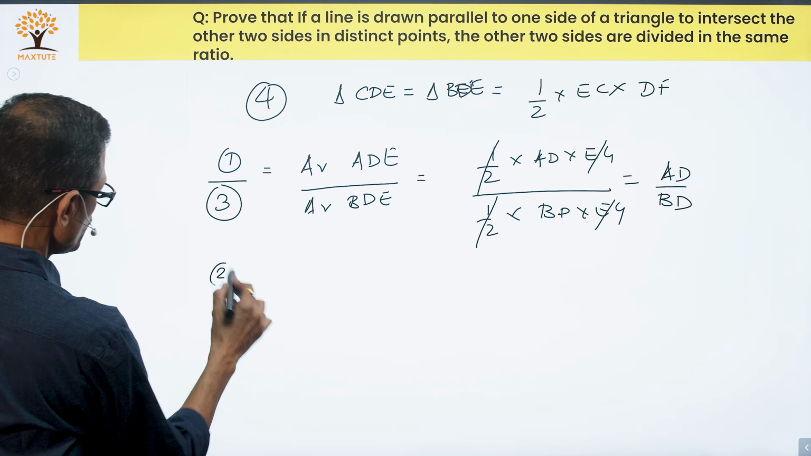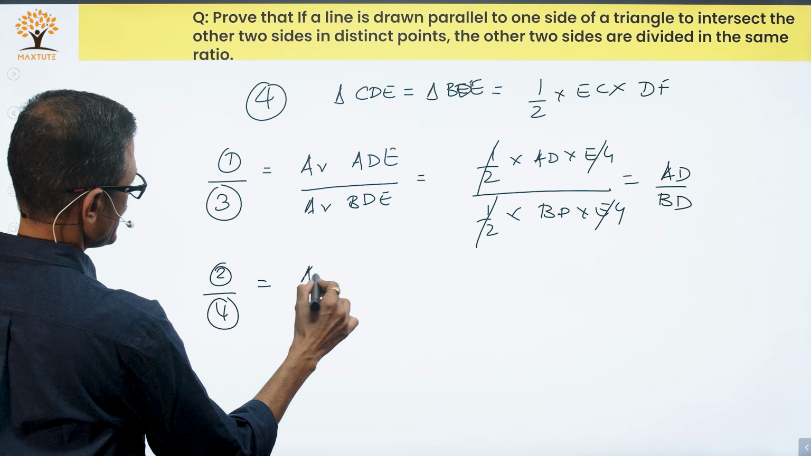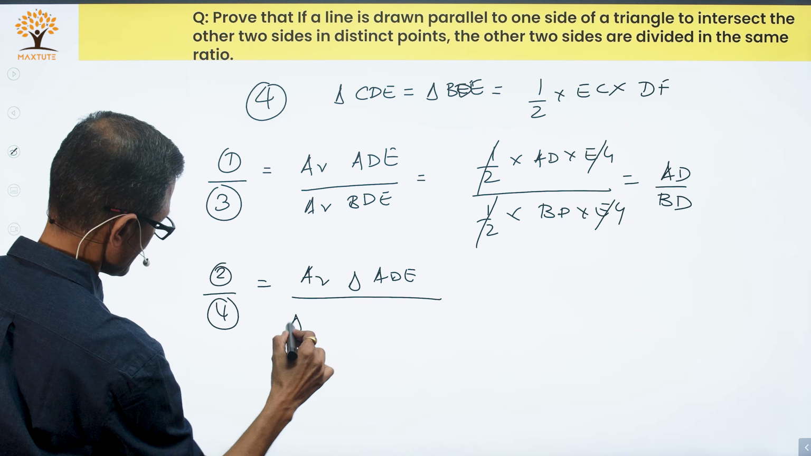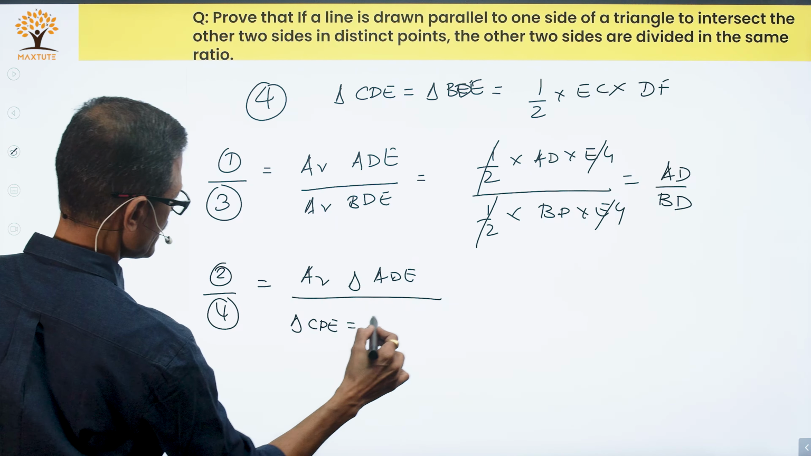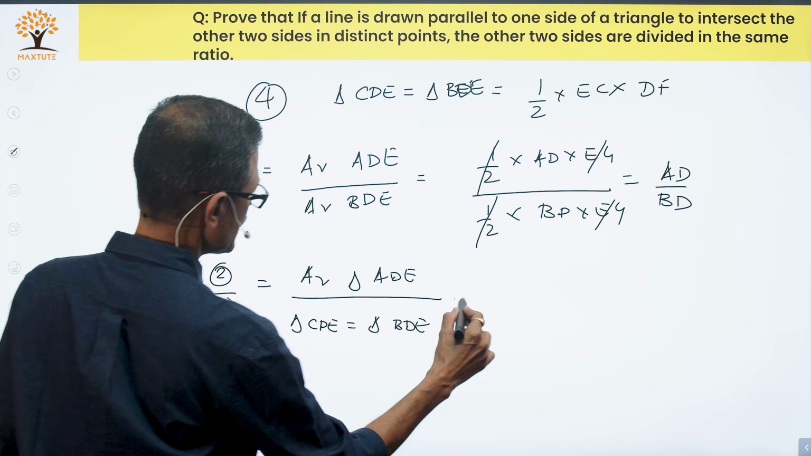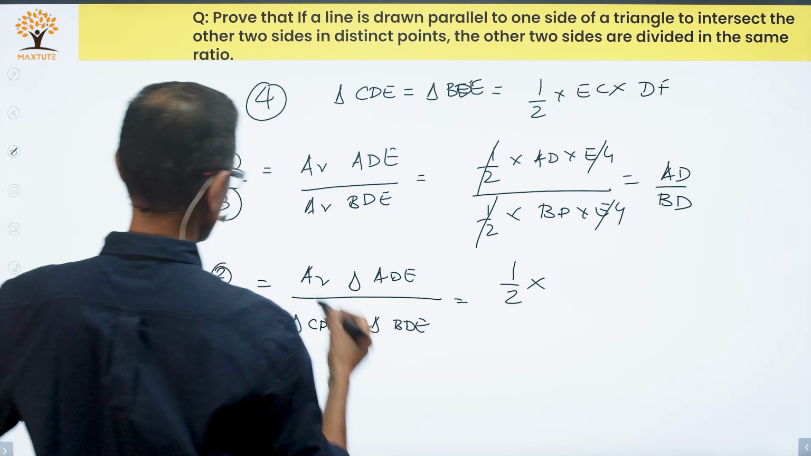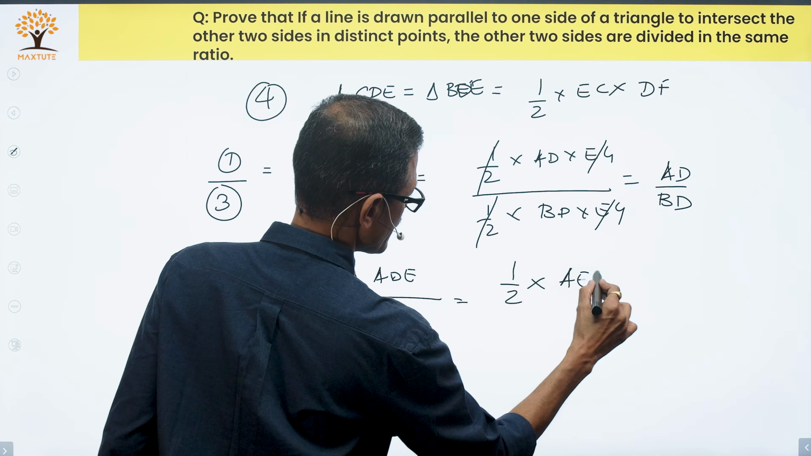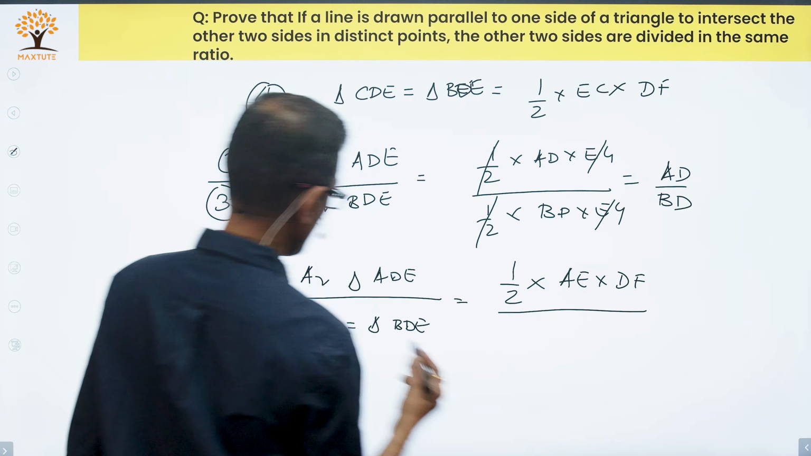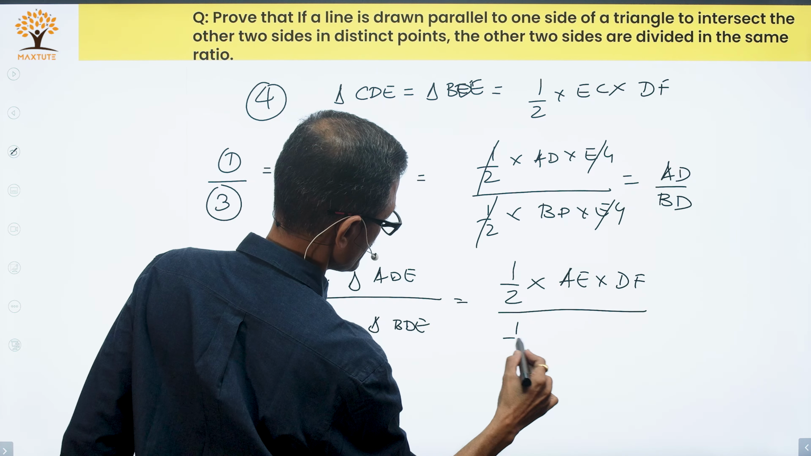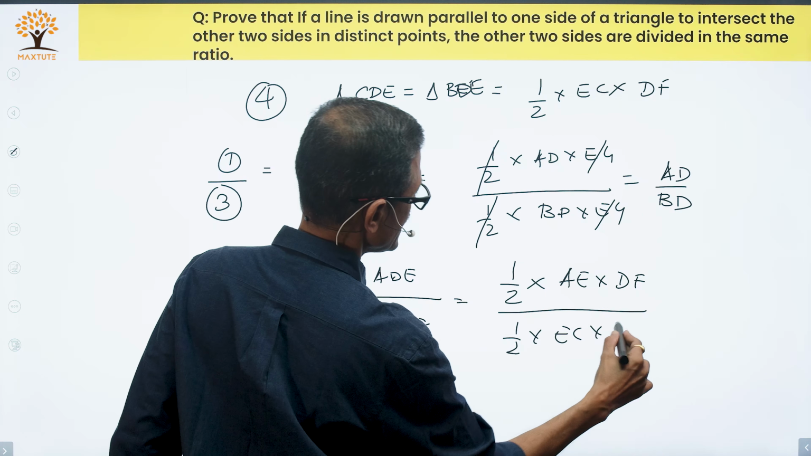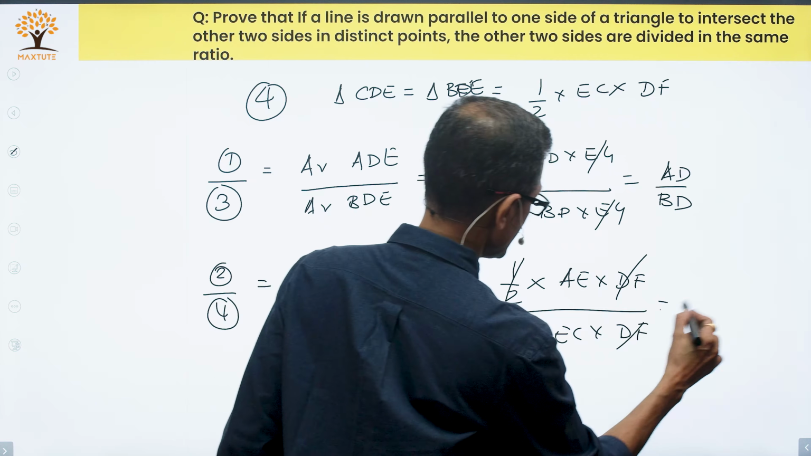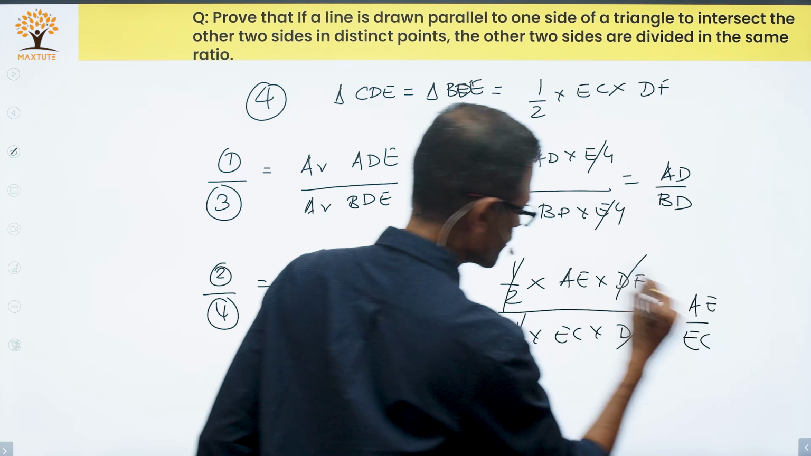I'm going to look at 2 divided by 4. 2 is area of triangle ADE. 4 is area of triangle CDE, which is equal to area of triangle BDE. So this is half into, let's check out what 2 is. 2 is AE into DF, half into AE into DF divided by 4, we have written it here, which is half into EC into DF. Half gets cancelled with half, DF gets cancelled with DF. So this is equal to AE by EC.